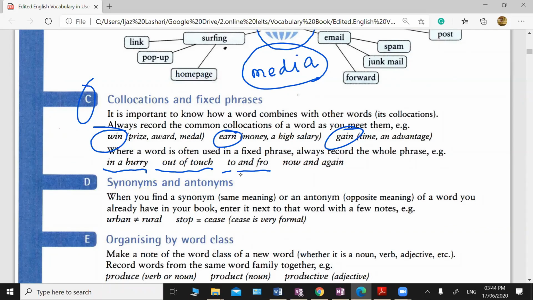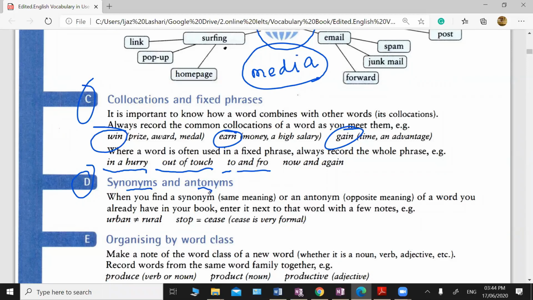Better late than never. Now, this is a proverb. This is a quote, a saying: better late than never. Okay, we move on to the next part. That's also very important. That's the D part: synonyms and antonyms. Synonyms are similar words, words with the same meanings. Antonyms are the words with opposite meanings.